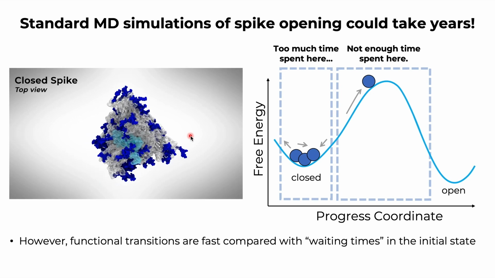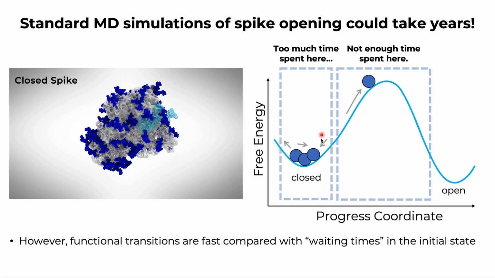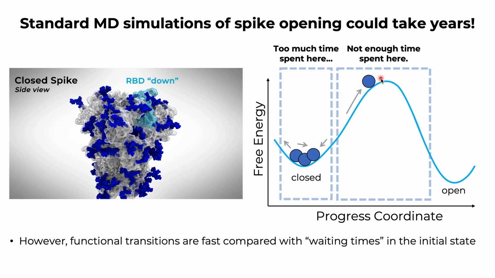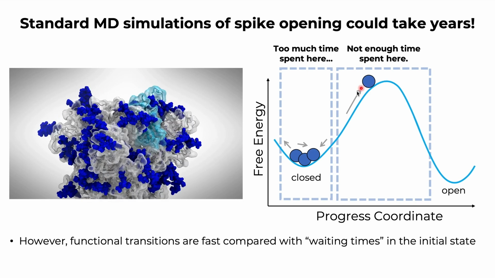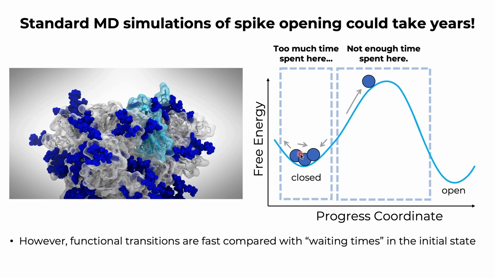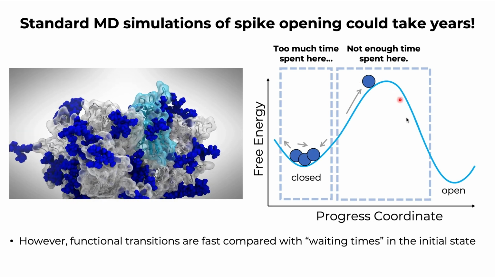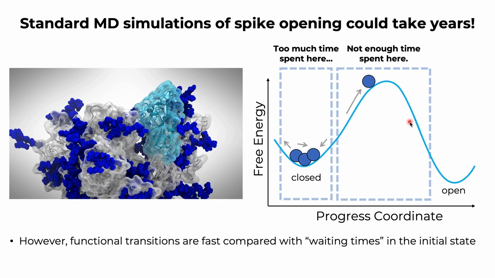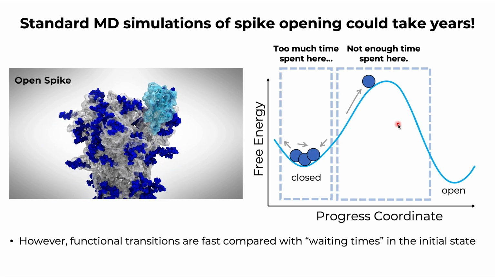In distributed computing projects such as Folding at Home, thousands of simulations are run starting from the initial state to increase the chances of capturing such lucky transitions. However, these simulations are still spending much of their time in the initial state and not enough time on the interesting functional transitions between the initial and target states. So how can we be even smarter about capturing the interesting transitions?